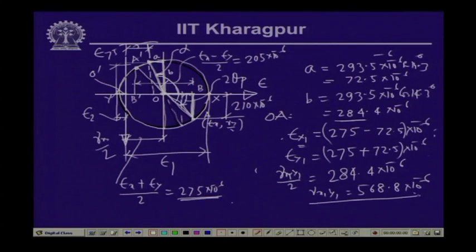So, these are the values of the strains epsilon x1, epsilon y1 and gamma x1y1 with reference to the axis which is oriented at an angle of 75 degrees with reference to the reference x and y plane. So, those are the values of the strains, the principal strains and the maximum shearing strain. We have seen how to compute it.